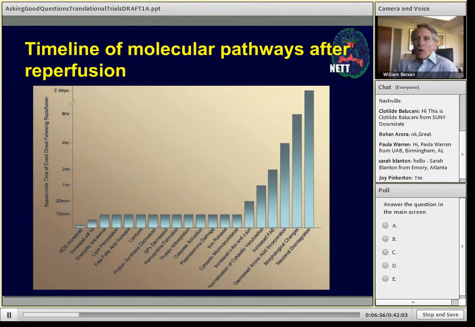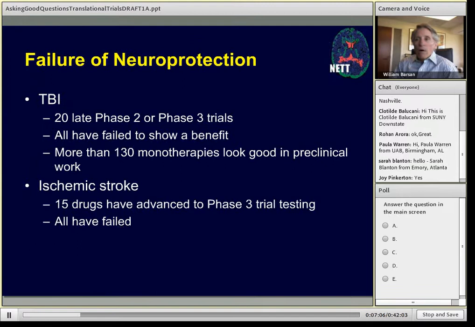So this is just a graph showing the timeline of molecular pathways that are activated after acute stroke, using stroke as an example, and you can see that most of the action is happening very early. Within 2 to 4 hours, all of these pathways are getting activated. And if you're talking about reperfusion injury with either stroke or cardiac arrest, this is the timeline for activation of molecular pathways that are active after reperfusion. And again, a lot of the action happens very early on.